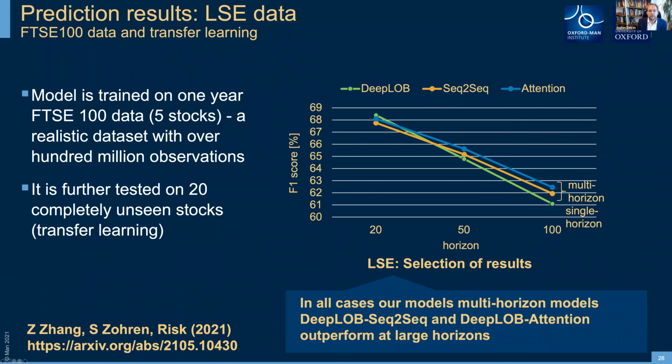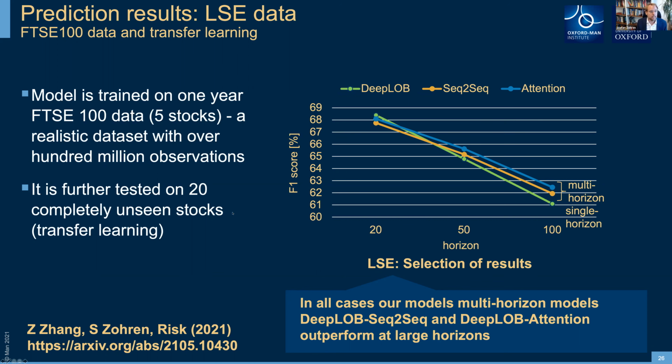So, similar behavior for short horizons. The single horizon model performs best, but the others are not far off. And as I increase the horizon, multi-horizon models tend to perform better in terms of F1 score. As I mentioned, those results are all available. The paper is here and the code is also available.